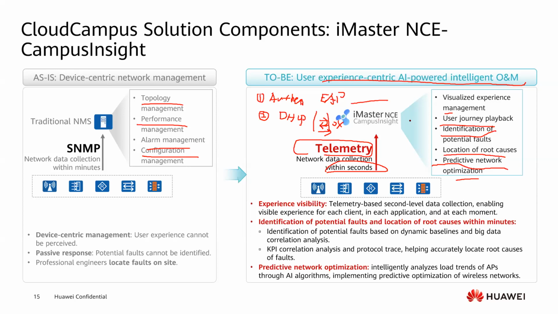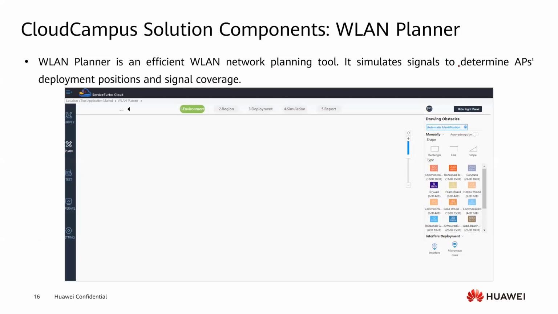And we will talk about the detailed function of the MSNC Campus Insight the day after tomorrow, just to introduce the intelligent operation and maintenance course. Also, there is a simulator tool, so we call it WM Planner. The WM Planner is a WM network planner tool to simulate the signal to determine where you can deploy the APs, and whether the signal is okay or not.